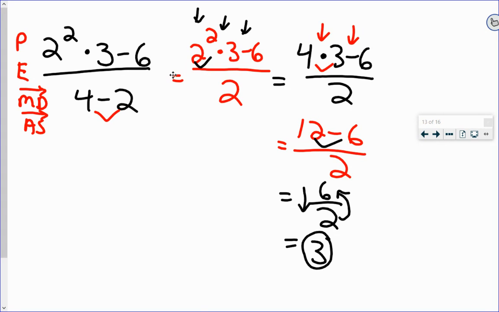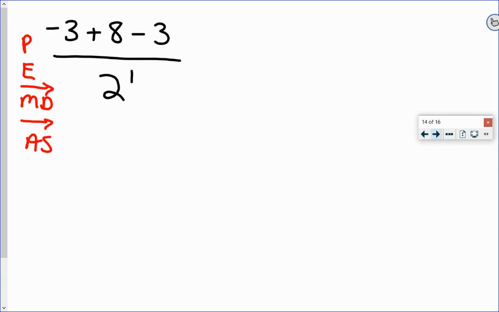Let's do another one. Now let's throw a negative in there. Still the same thing. We've got a top and a bottom to do. So we have to do everything on the top separate from everything on the bottom. And what's our goal? To get the top to one number and the bottom to one number and then divide them. So what is there to do on the top? Well, there's add and subtract. Since that's all that's left to do, we just do that left to right.